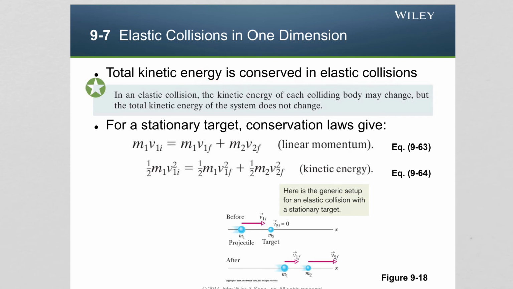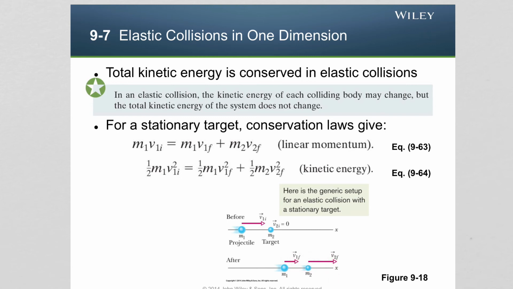In an elastic collision, the kinetic energy of each colliding body may change, but the total kinetic energy of the system doesn't change. So we can have two different situations here. We have one object moving and the other one a stationary target. The second object here is stationary, the first object is moving towards it with some initial velocity. And then after collision, both objects are moving with different velocities.